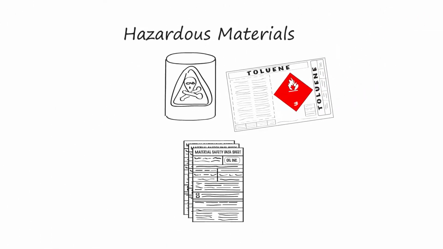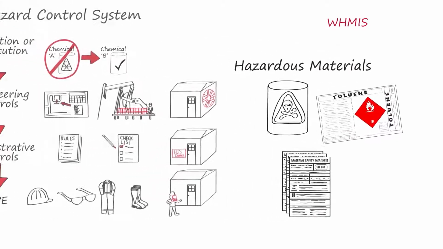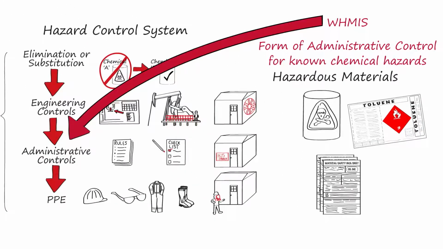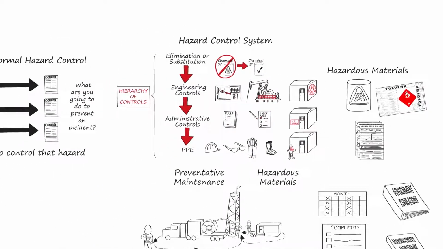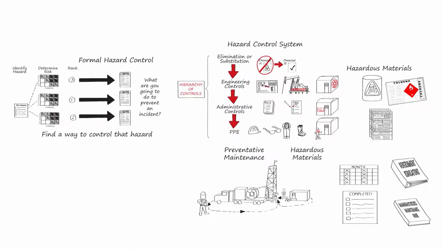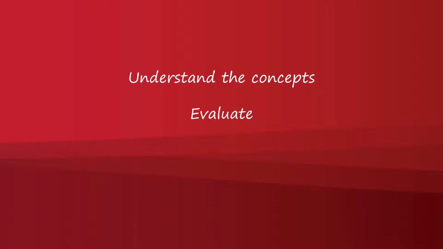Managing hazardous materials needs to take into account WMIS requirements, which are really a form of administrative control for known chemical hazards. Remember, as with hazard assessment, companies will create systems using terminology that makes sense for their operations. As auditors, it is important that you understand the concepts behind hazard control. Understand the concept, and you'll be able to evaluate your client's hazard control systems quickly and accurately.